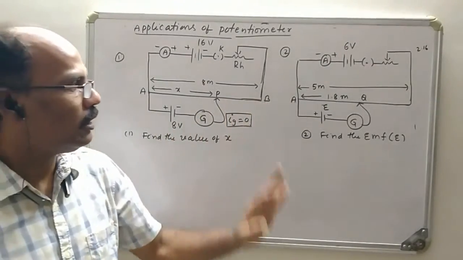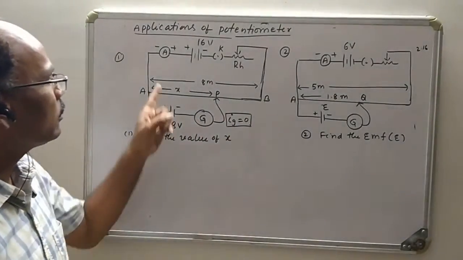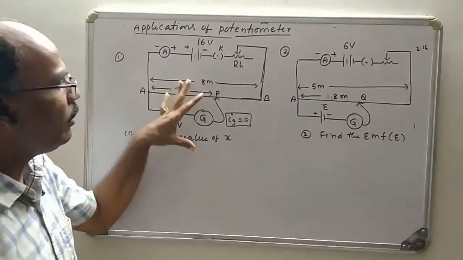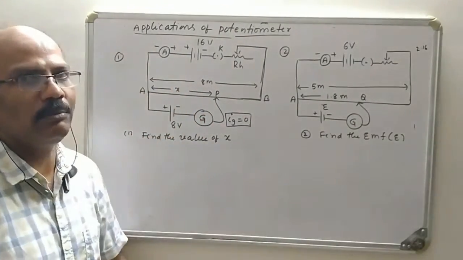So observe the two figures. So this is the simple circuit diagram of potentiometer.